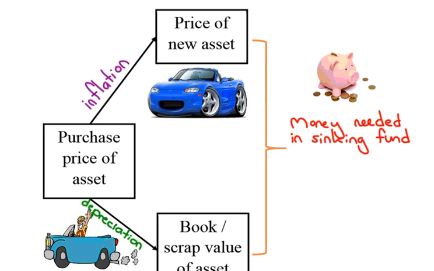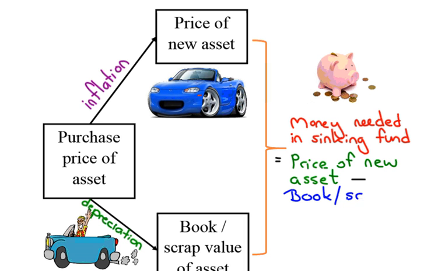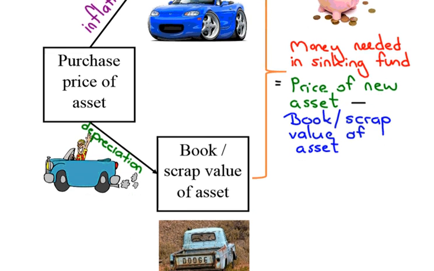So the money needed will be equal to the price of the new asset, minus the book or scrap value of the asset. So we only need to save that difference because we're going to get some money for selling the car again. Right, so this is what we're going to use now when we work out the sinking fund. So let's have a look at an example.